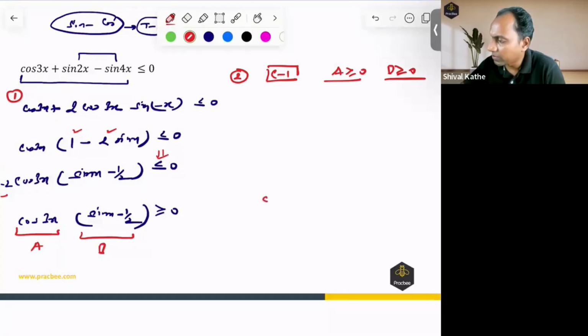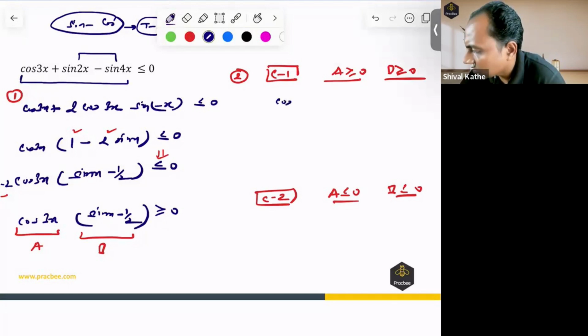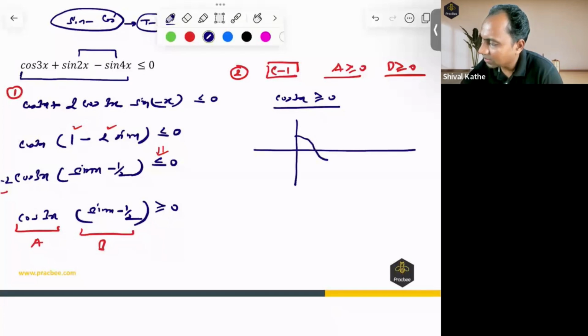And then case 2 will be what? Case 2 would be when both are negative, smaller than or equal to 0. We will take the union of both of these cases and get our final answer. If I take the first case, what is happening is cos 3x and is greater than or equal to 0. If I want to solve this in 0 to 2 pi, we will draw the graph. You can see that the graph would be like this.